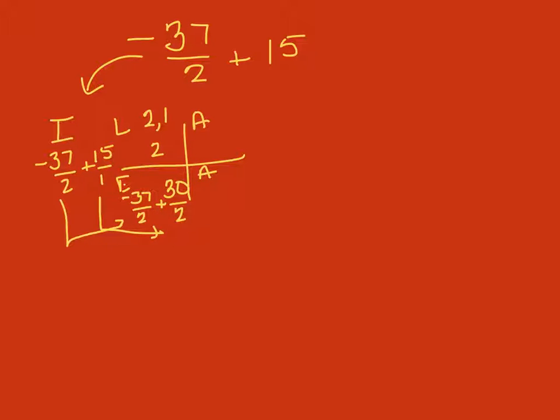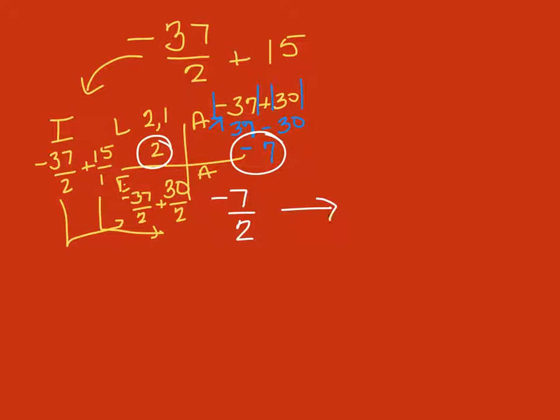And now I'm going to bring my negative 37, just the numerators, now that my denominators are the same. Negative 37 plus 30. Signs are different, find the difference. So I've got my absolute values. I do 37 minus 30. 37 minus 30 is 7. And I take the sign of the larger absolute value, which is negative 37. So I've got negative 7. I've got my denominator, I've got my numerator. Negative 7 over 2. That is going to be my final answer.